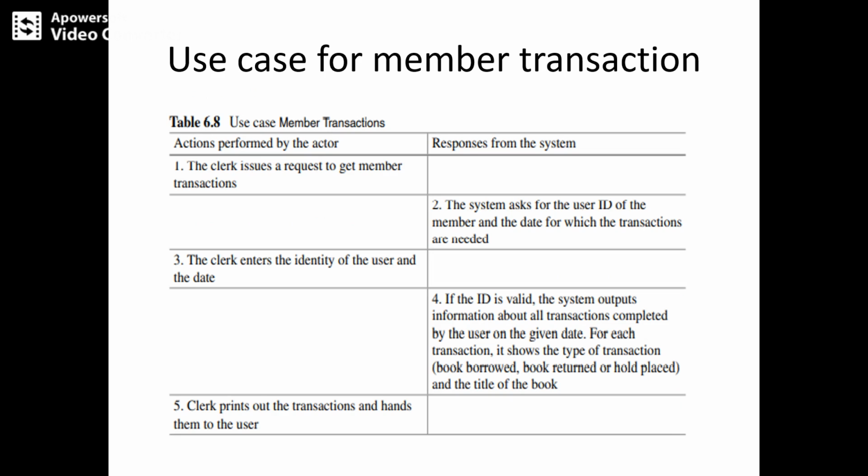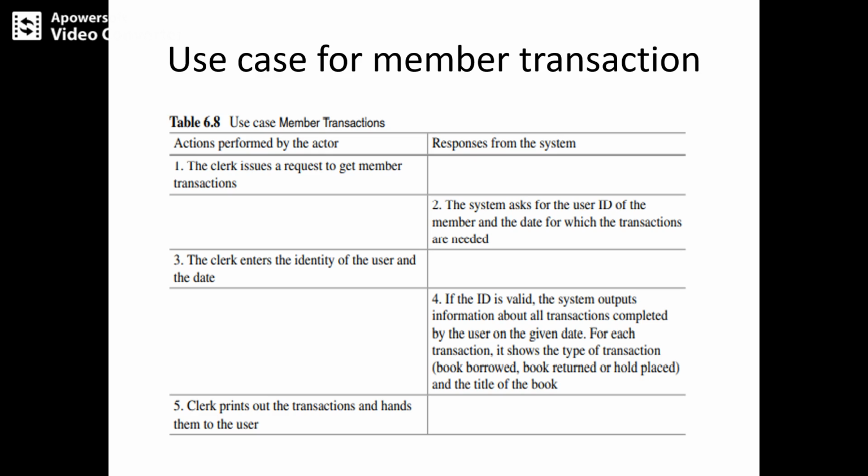Next we are going to see the use case member transaction. Again there are two columns: actions performed by the actor and the response from the system. In the member transaction, the clerk issues a request to get transaction details. Here the user ID is a must. The system responds by asking for the user ID of the member and the date for which transactions are needed. Usually a date is required, usually one day, a week, or 15 days.